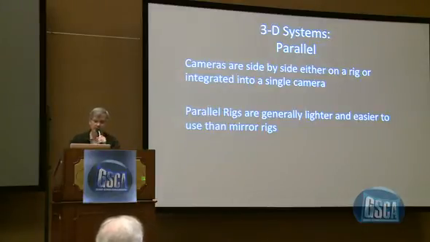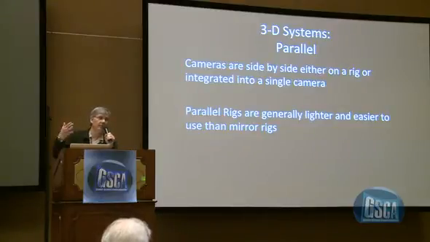Parallel is very simple. Cameras are side by side. They're either on a rig or they're integrated into a single camera body. Now, obviously, when it's integrated into a single camera body, it's no longer camera agnostic because it is the camera. But all other forms of parallel rigs are essentially camera agnostic. The advantage of parallel rigs are generally lighter and easier to use than mirror rigs. You don't need as big a crew. They're easier to understand. They're easier to move because they're lighter. They can fit into more types of rigs, mounts, and configurations.